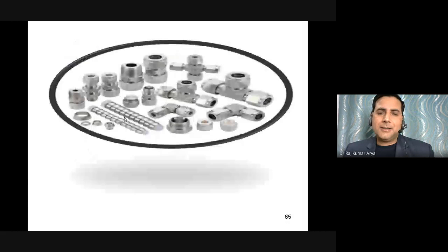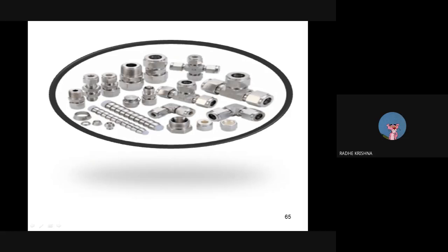Okay, sir. Now these are the various types of fittings we have. These are the pictures of all of them. Sir, please explain the poppet disc once again.